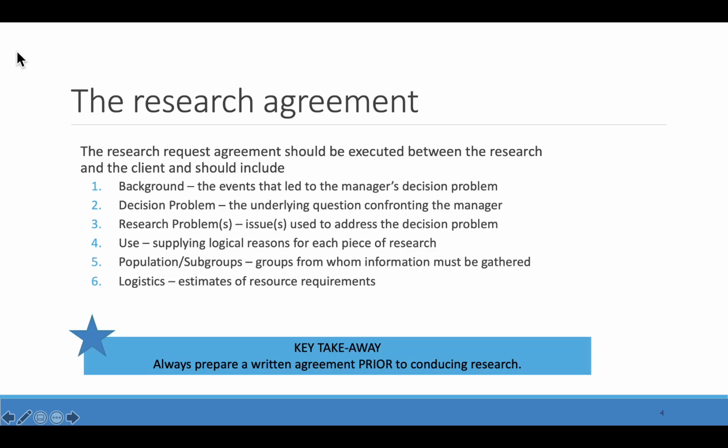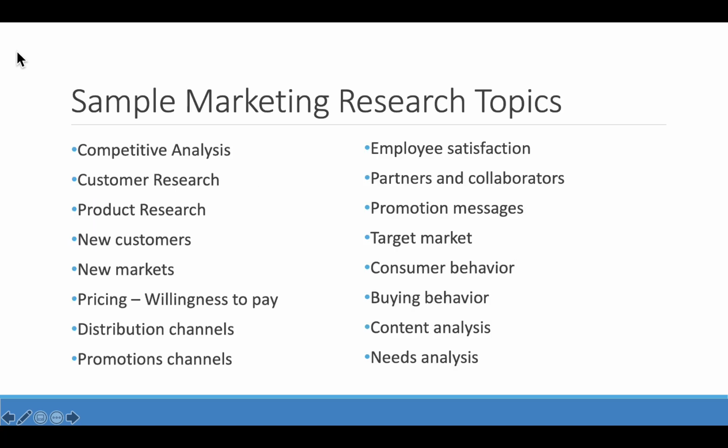So then I want to just give a nod again to the research agreement. So a proposal always has, do you agree or disagree? And here are the elements of it. Make sure that there's a clear understanding, hopefully written, between you and the person you're doing the research for.